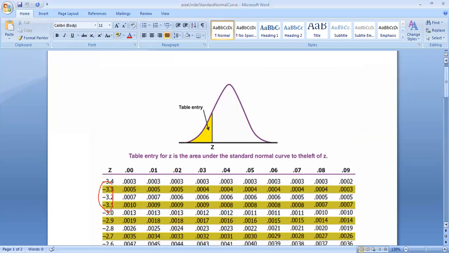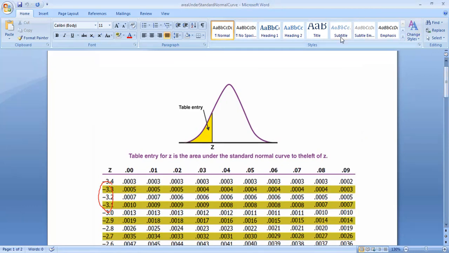Here Z is what? Negative. So based on whatever value it is coming, Z value may come positive or it may come negative. When it is coming negative, you are clear that your answer will be less than 50%. If it is coming positive, it means your answer should be more than 50%.